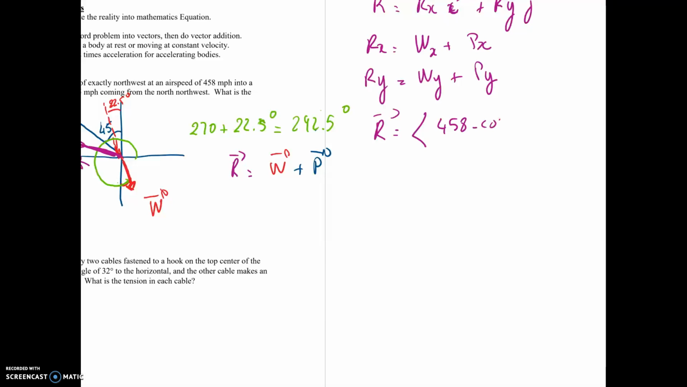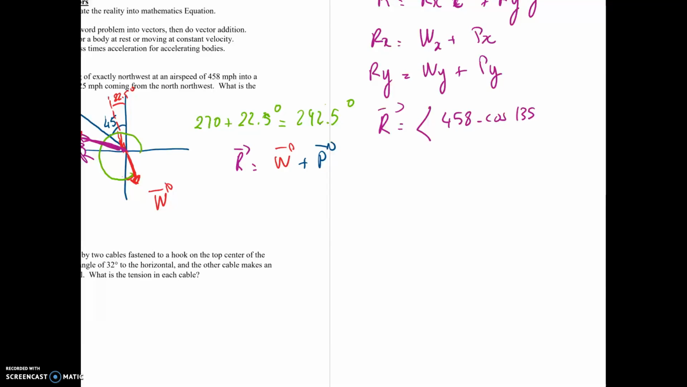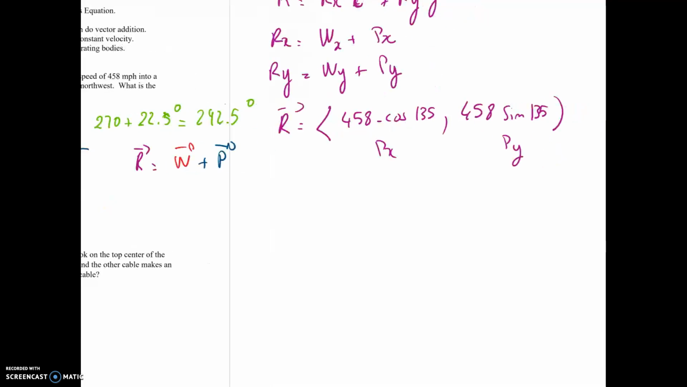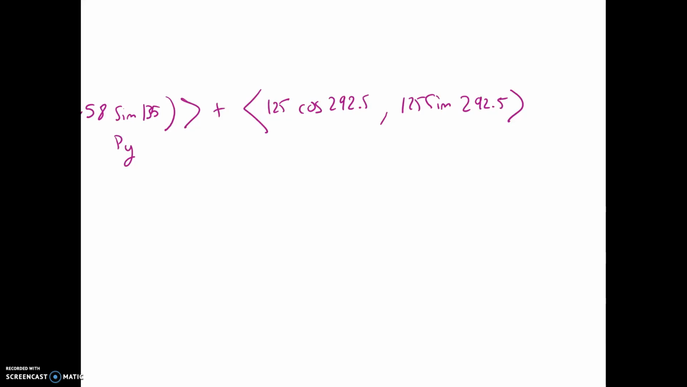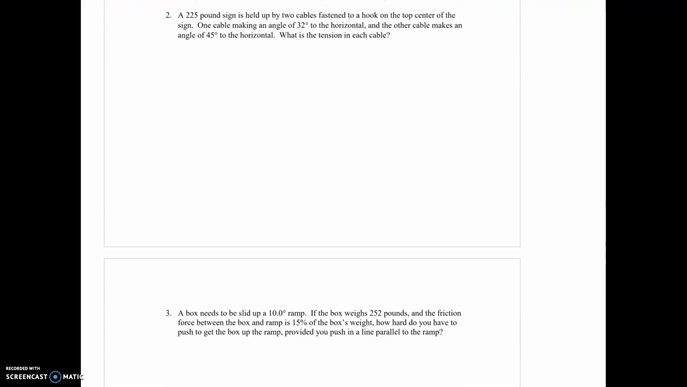When I do the calculation, you end up to have R equal, well, R being 458 multiplied by the cosine of 135, 135 being right here, and then we're having 458 sine 135 plus, okay, that was Px and that was Py, plus 125 cosine 292.5, 125 sine 292.5. All right, I think it's pretty simple. So let's jump on the other one. Let me do the graph and I will get back to you.